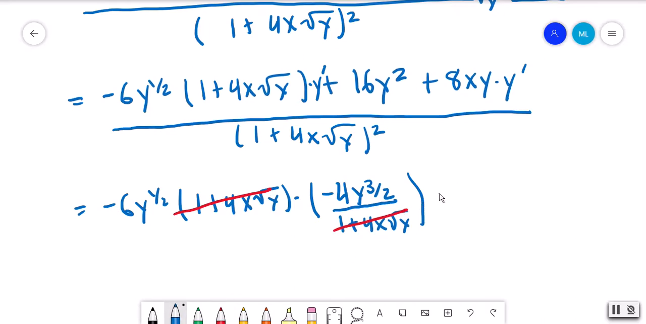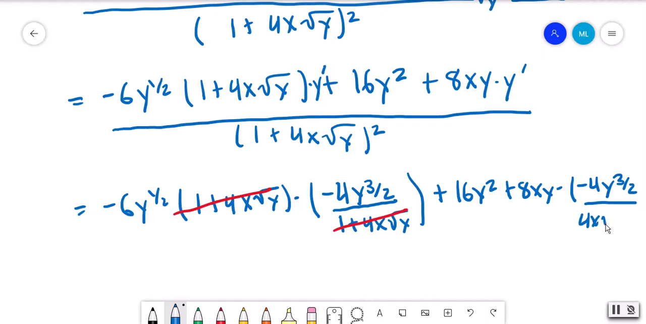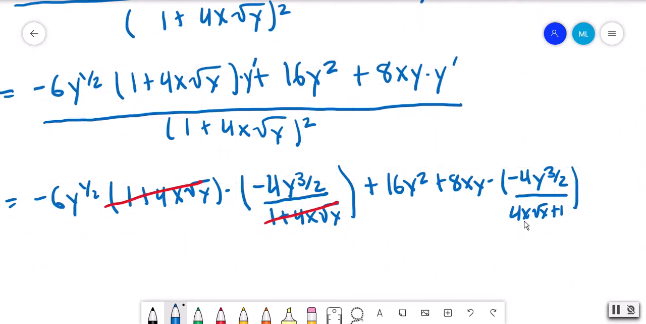But let's not get too ahead of ourselves. Plus 16y squared plus 8xy, but multiplied again by the derivative. Okay, so multiplied by the derivative, that's going to be negative 4y to the 3/2, and this is all divided by the 4x square root of y plus 1. Now, you'll see that basically that doesn't cancel out at all. In fact, if you multiply even further, you'll see that you're going to end up with 5/2 with one of the variables.